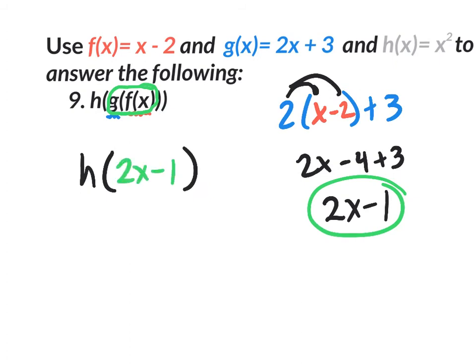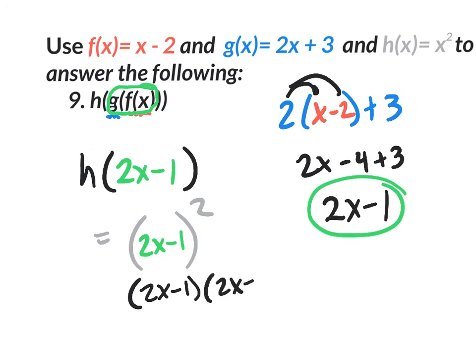So what am I doing? I'm plugging in this green binomial 2x minus 1 into the h function, which is in gray. The h function in gray is simply x squared. So I am plugging in that 2x minus 1 right in there, which would mean I'd have to write that binomial 2 times. 2x minus 1 times 2x minus 1. Then you distribute and combine like terms.